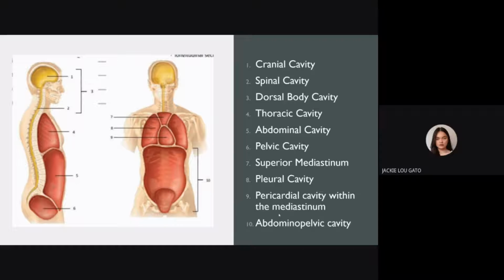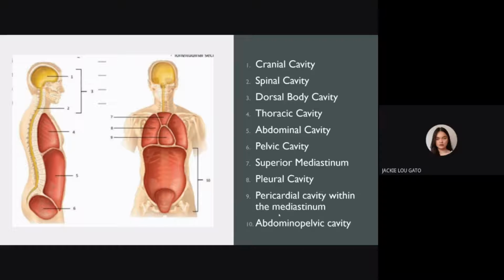Number 4 is thoracic cavity, or also called chest cavity. It's separated from the rest of the ventral cavity by a dome-shaped muscle or a diaphragm. And number 5 is the abdominal cavity. Abdominal cavity is a cavity that contains the stomach, liver, intestine, or other organs. And number 6 is the pelvic cavity. Pelvic cavity is a funnel-shaped space surrounded by the pelvic bones. It contains the reproductive organs, the bladder, and the rectum.